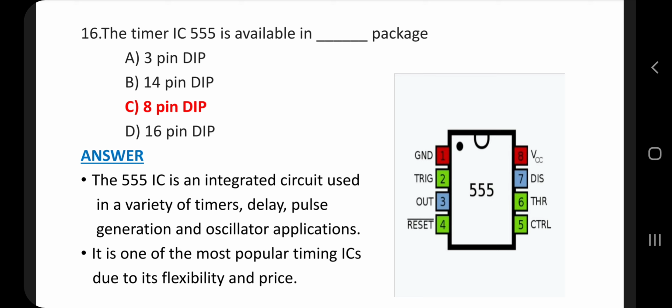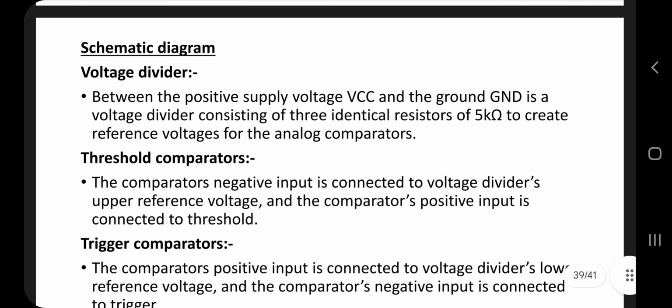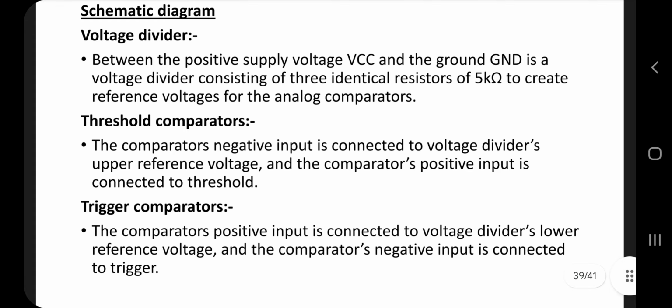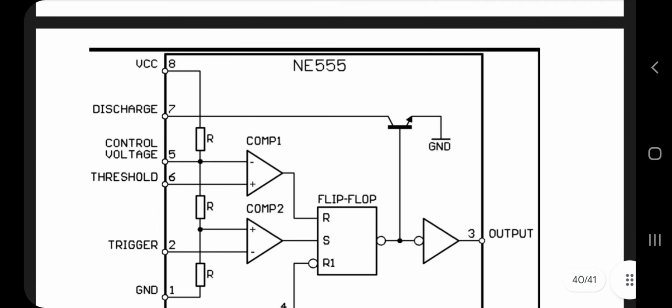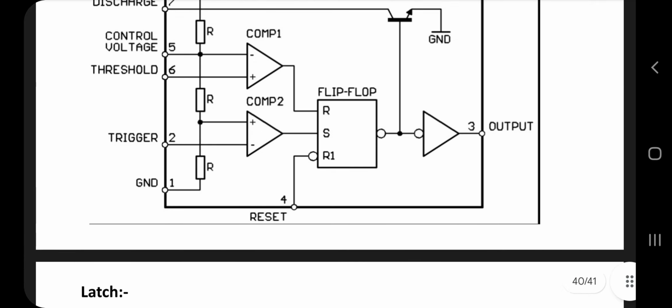This is the 8-pin dual inline package of IC 555. Pin number 1 is ground, 2 is trigger, 3 is out, 4 is reset, 5 is control, 6 is threshold, 7 is discharge, and 8 is VCC. Consider the schematic diagram. There is a voltage divider, threshold comparator, trigger comparator, latch, output, and discharge.